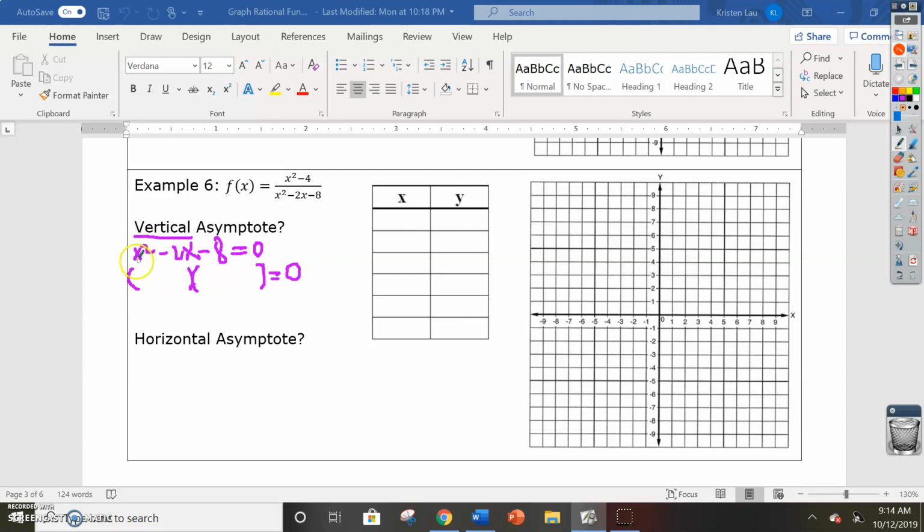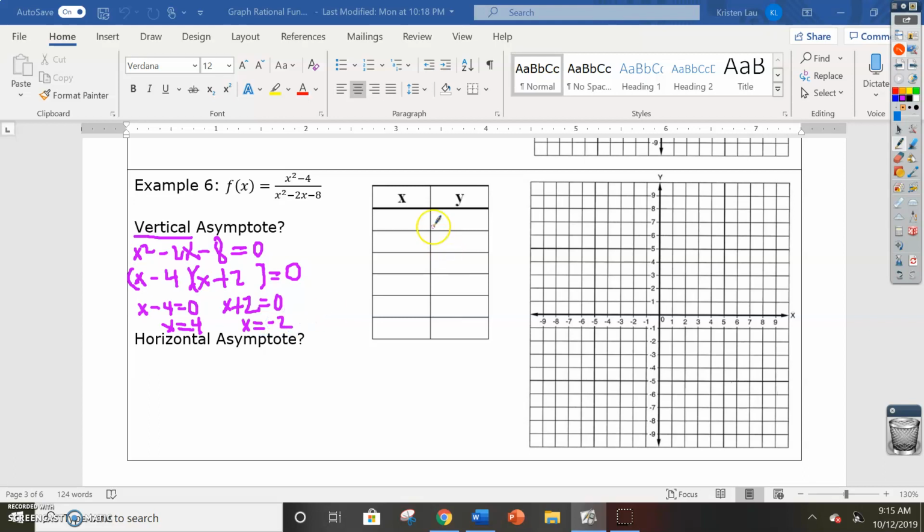This is an easy factor since it's just x squared in the beginning, so that's x times x. Now I'm just going to look at the last number, which is negative 8. What two numbers multiply together to give me negative 8, but when I add them give me negative 2? That's negative 4 and a positive 2. So that means my two factors are x minus 4 equals 0, so my first vertical asymptote is x equals 4, and then x plus 2 equals 0.